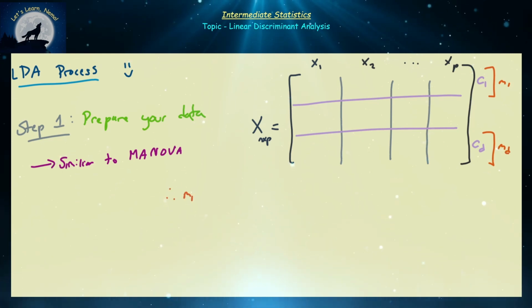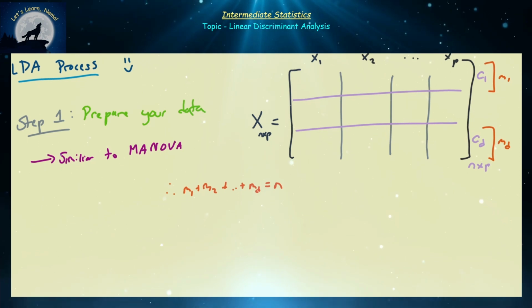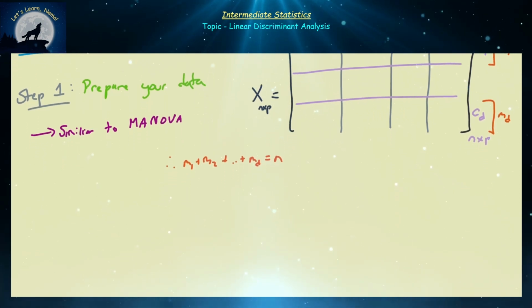So that means m1 plus m2 all the way down to, say, mD will be equal to n. Okay, so that's going to be our particular object, and keep in mind this is still going to be an n by p matrix. So once you have prepared your data in this particular world, now our goal is to calculate some metrics. So step number 2.